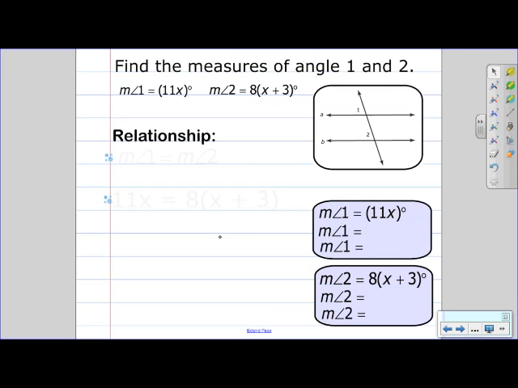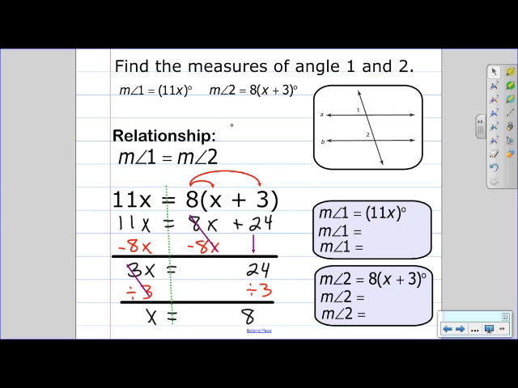So let's look at our first question. Find the measures of angles 1 and 2. Here they're giving us two equations to use to be able to solve for the angles. Looking at the relationship of the angles, these are corresponding angles, which means that these two angles are equal, which means that when we set up the equations, we are going to make this equation equal to this equation, and then we're going to solve for x.